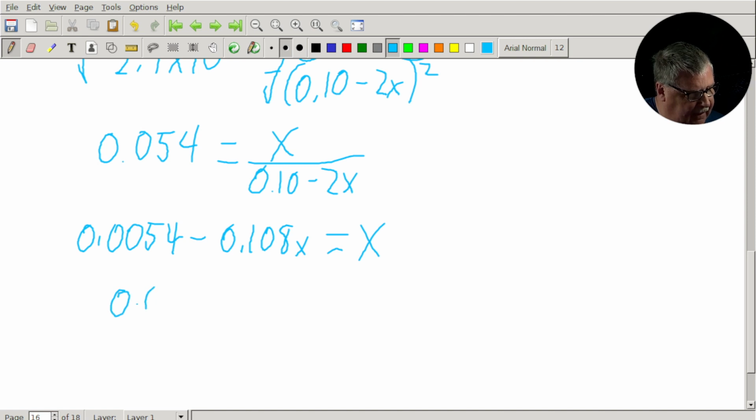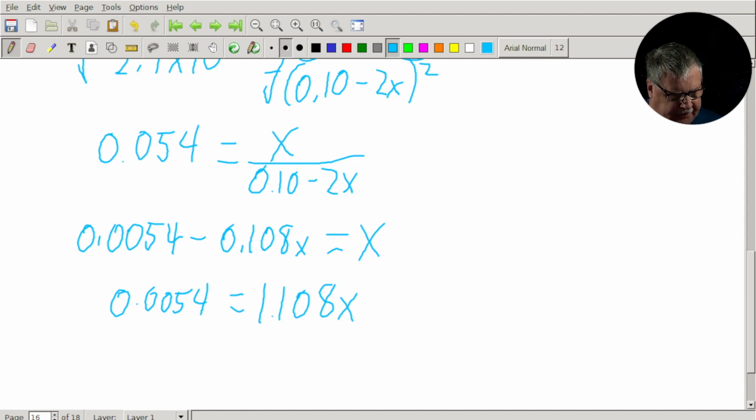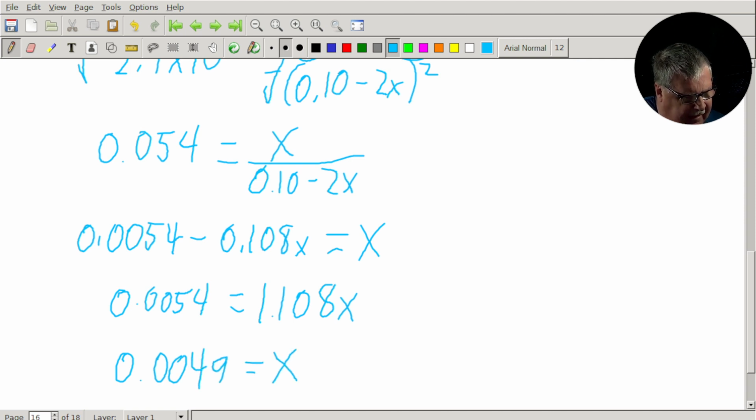So I can add 0.108x to both sides. I get 0.0054 is equal to 1.108x. So if I divide both sides by 1.108, I get 0.0049 is equal to x.